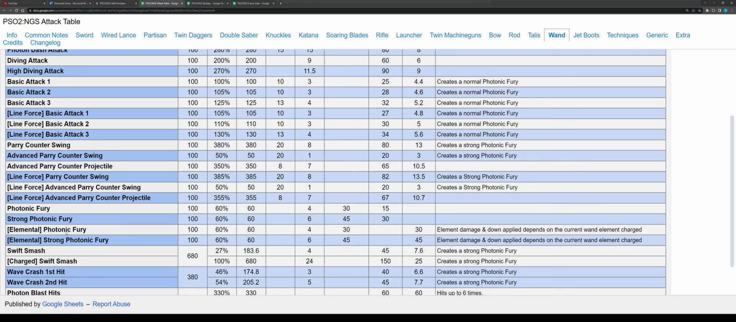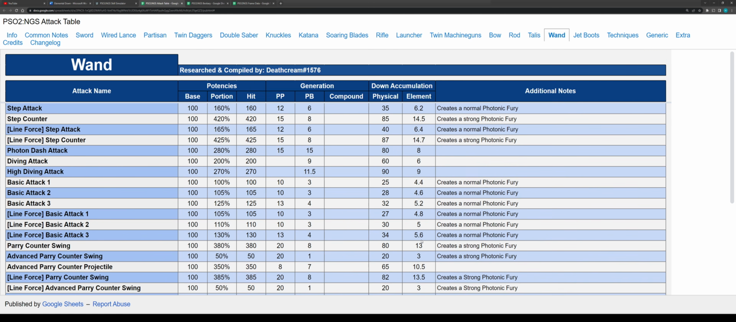If you're having element, like you've charged Bardo, that photonic fury is going to have 30 element down. The strong is going to have 45. Now you might be asking yourself, well, what's going on with the step attack when it has an element of 6.2? This is in the case where you have an elemental weapon, such as a fire wand or an ice wand, and so forth. What that means is that in addition to doing 35 physical, you're also going to be doing 6.2 element.